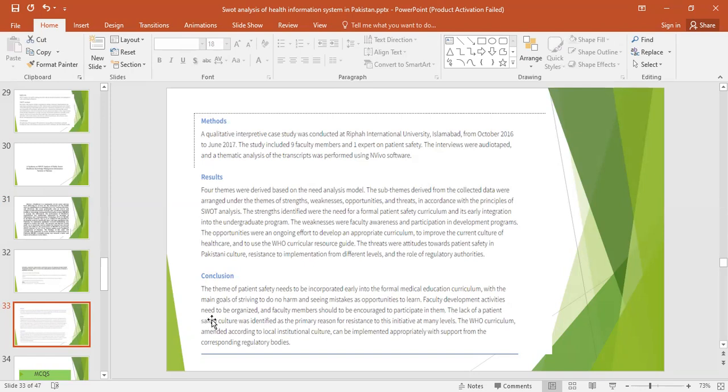Faculty development activities need to be organized and faculty members should be encouraged to participate in them. The lack of patient safety culture was identified as the primary reason for resistance to this initiative at many levels. The WHO curriculum, amended according to local institutional culture, can be implemented appropriately with support from the corresponding regulatory bodies.